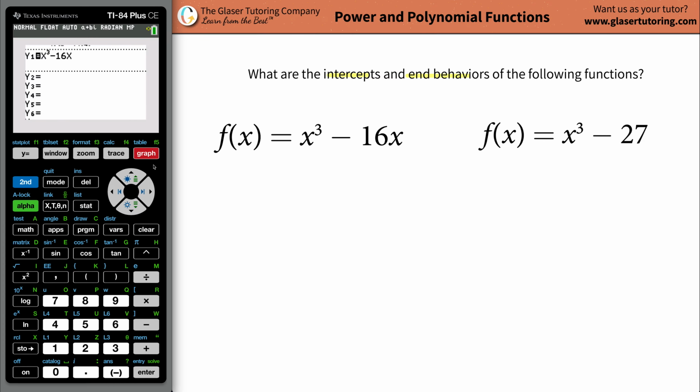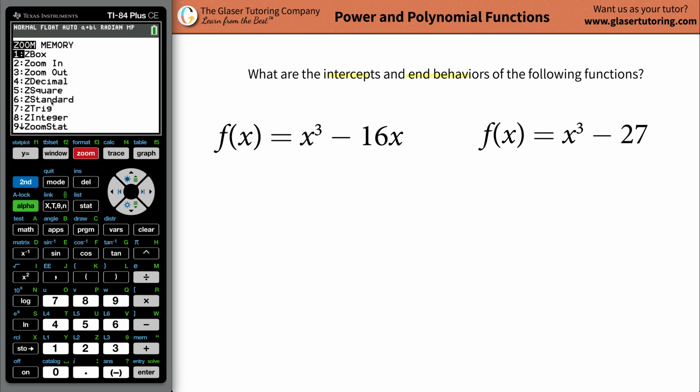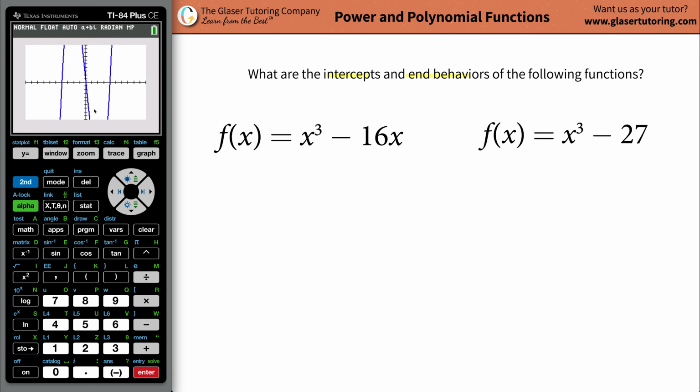Okay, hit graph now. So you're going to get an output that looks like this, assuming your zoom on the calculator is in standard, zoom number 6, which it most likely is. Now, this gives us a picture, but it doesn't really look that great. We don't see the full extent of the graph. So maybe we're just going to adjust the window a little bit.